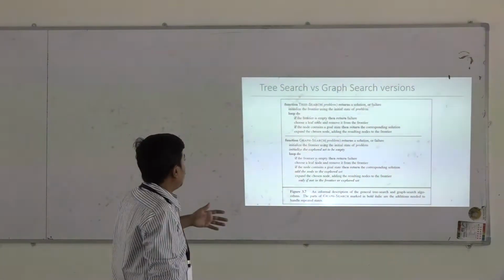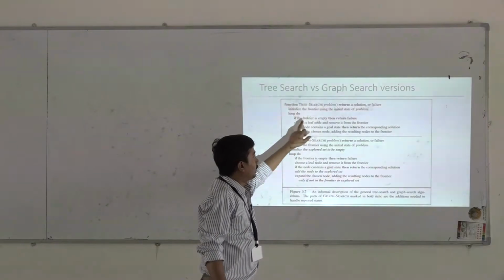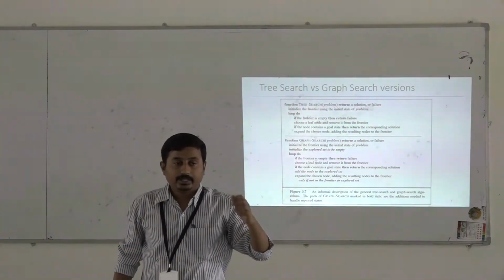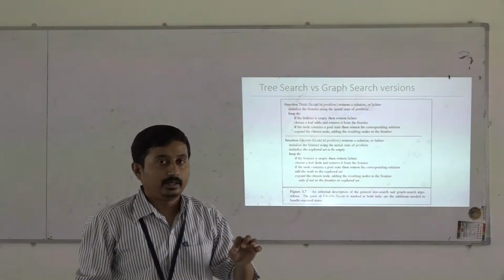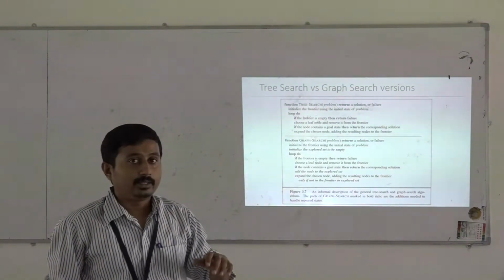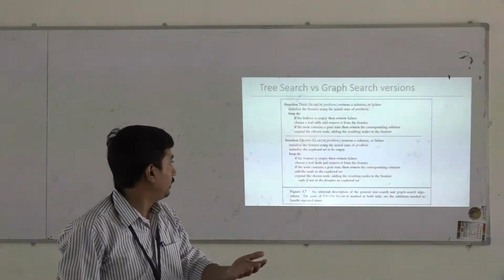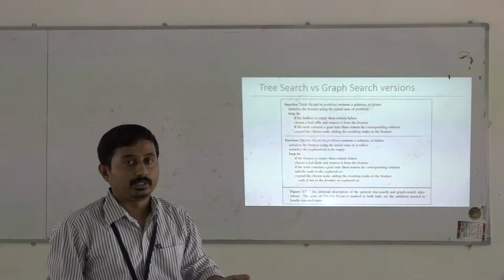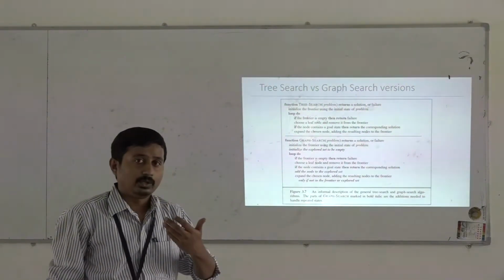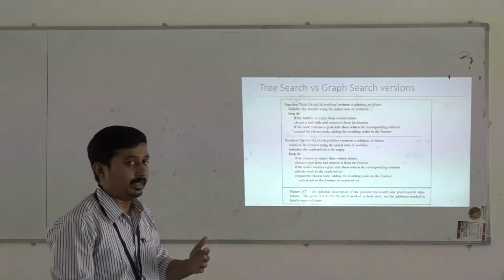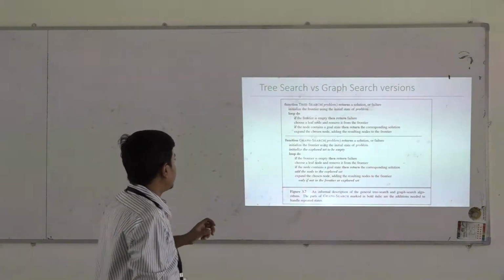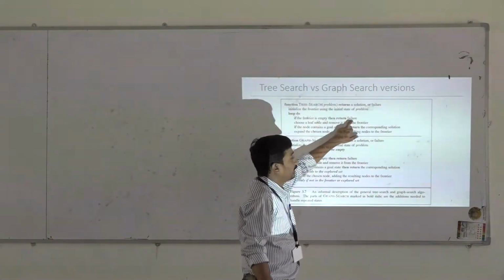So if the frontier becomes empty, what does it mean? The frontier is storing unexpanded search nodes. So if there is no unexpanded search node, then there is no goal state, right? You have visited all the nodes and could not find any goal state, so in that case, you will return failure.